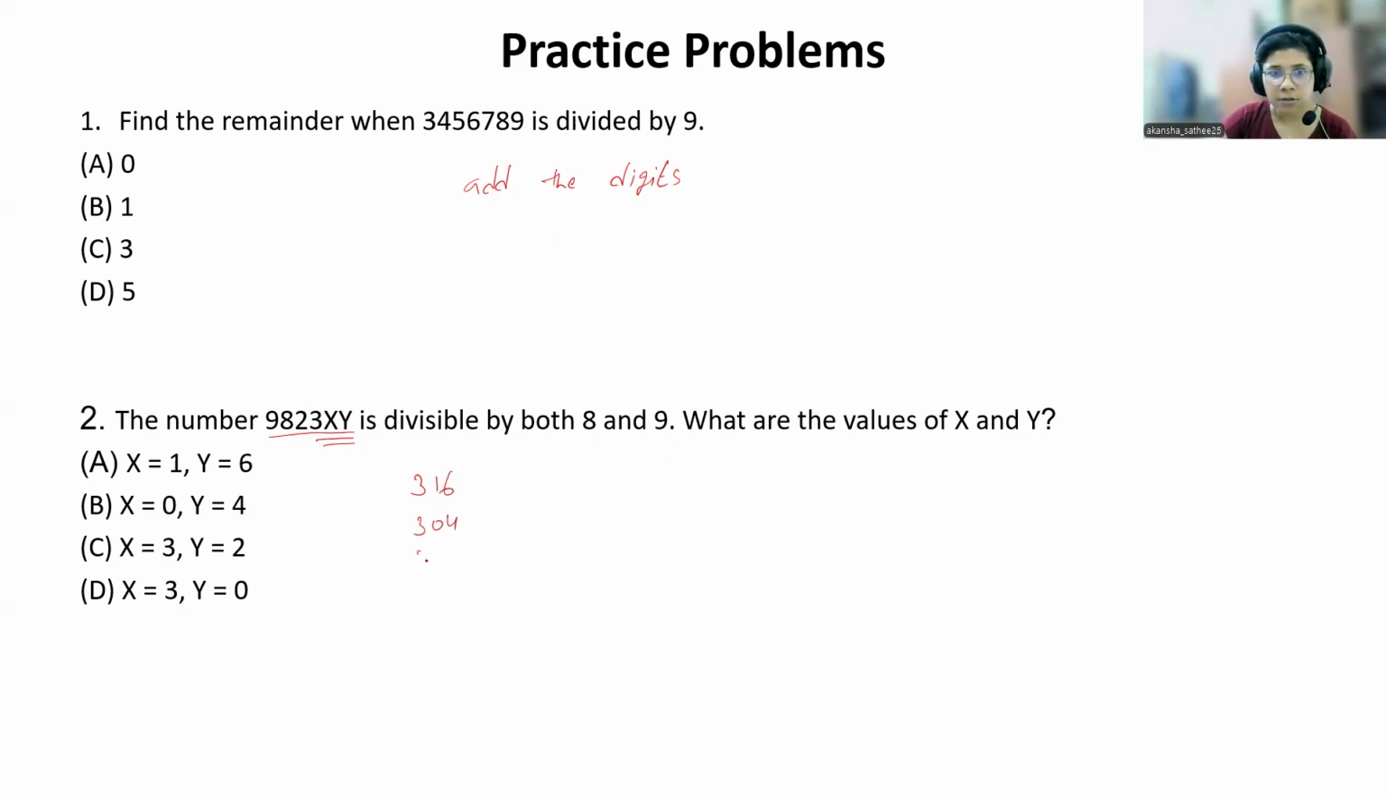304, 332, 330. Check which of these is divisible by 8, and also check the sum of the digits. So 9 plus 8 plus 2 plus 3 plus 3 plus 1 plus 6. See if the sum is divisible by 9. So that is how you will get to know.